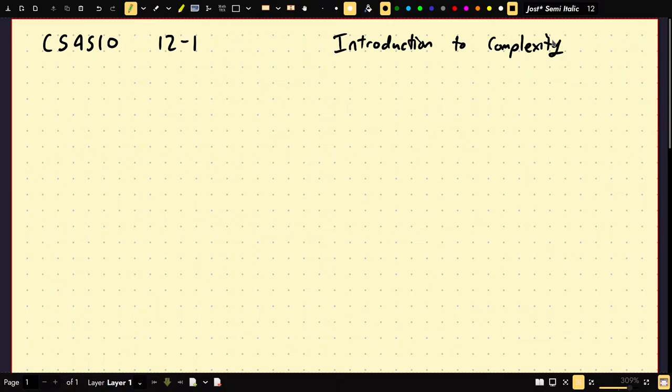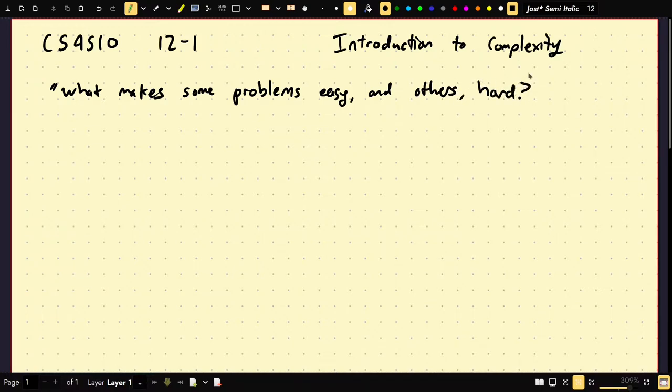So, if you recall on the syllabus, I asked two questions. I asked what are the fundamental limits of computation? And we answer that using computability theory. The second question was, what makes some problems easy and others hard? So this is the question that complexity theory attempts to answer.